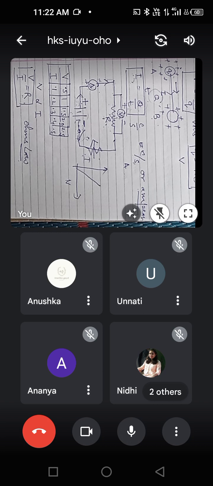Okay, I repeat: at constant temperature, potential across the circuit is directly proportional to the current flowing through the circuit, or V is proportional to I. V upon I is equal to R, where R is called resistance, and this is called Ohm's law.